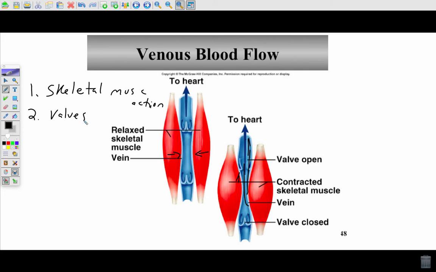Another reason is these valves. The valves prevent blood, once it's been squeezed through, from coming back down. Remember, the force of gravity is higher than the blood pressure there. We also have venoconstriction, so the veins can constrict a little bit. And then a big one is breathing.